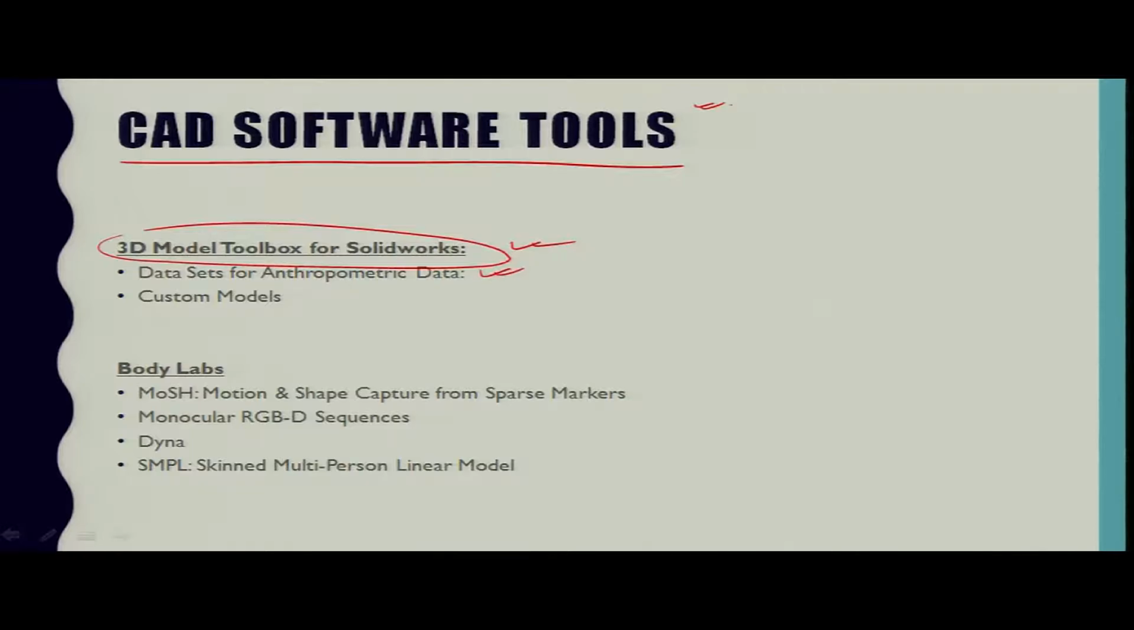In that series there are other software tools also. Those software tools are Body Labs and the 3D model toolbox for SolidWorks. Basically, these toolboxes just put in the anthropometric validation tools, and Body Labs is a particular software. Basically it's a CAD software for anthropometric analysis.